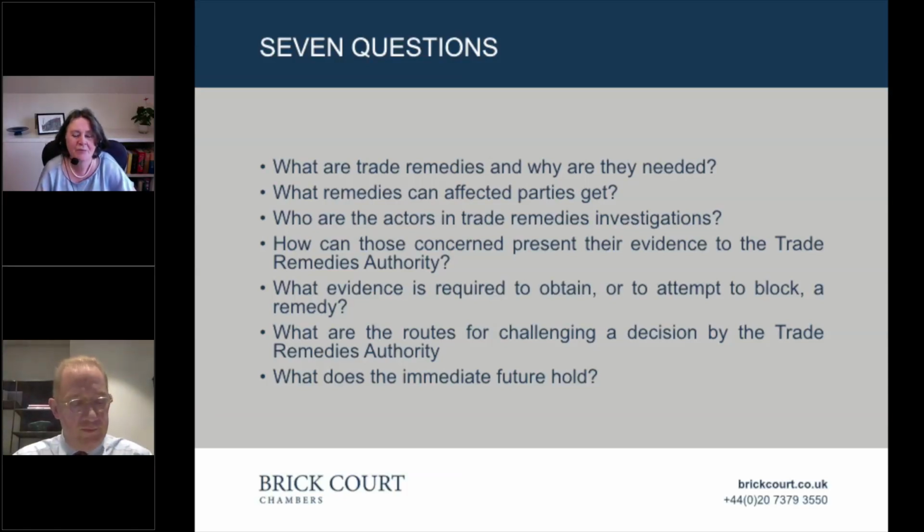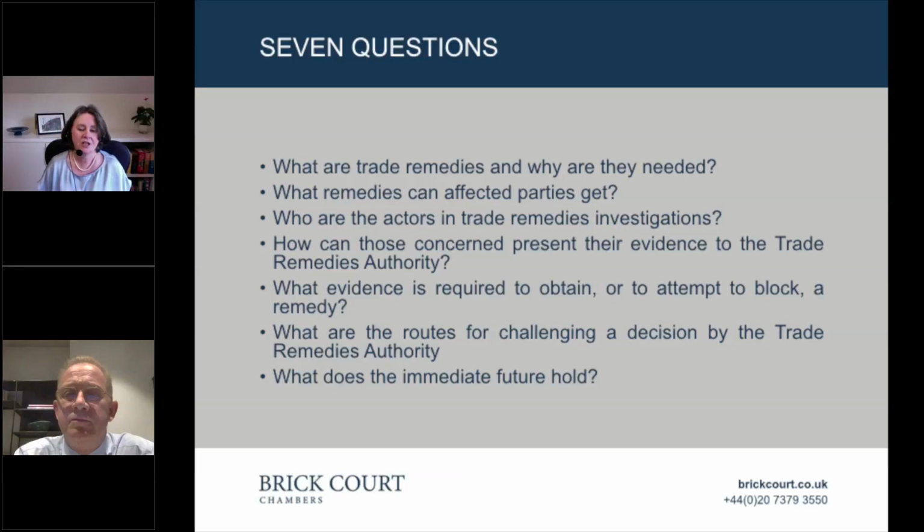Okay, so going on to what remedies affected parties can get, the answer obviously depends on the type of unfair trade practice that's had an impact on the relevant party. In the case of anti-dumping measures, the principal type of remedy is the imposition of additional duties when the goods reach the UK border. In the case of anti-subsidy measures, the usual remedy is pretty much the same. It's known as a countervailing measure, but again, it means the imposition of additional duties on imports.